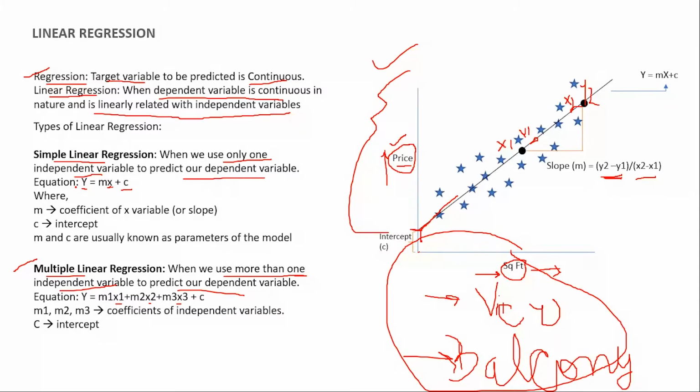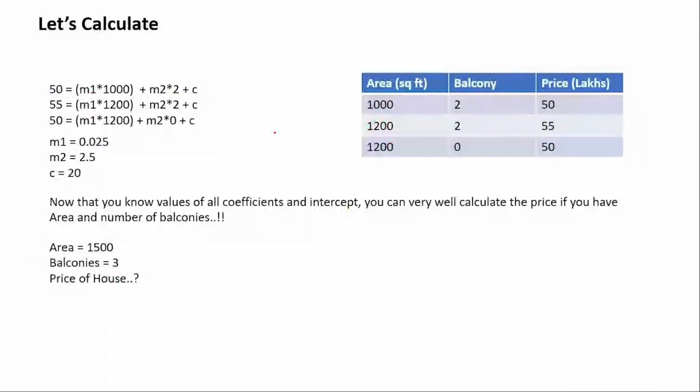Now let's dive a bit deeper into the calculation. Let's suppose I have this data set. I have area, I have number of balconies, and then I have this particular price. This price is my target variable, and these two are my independent variables, area and balcony. Now I can make these three equations using these three rows of my data. As we studied algebra in our 10th, 11th, 12th, we very well know that if we have three variables and three equations, we can find the values of these three variables.